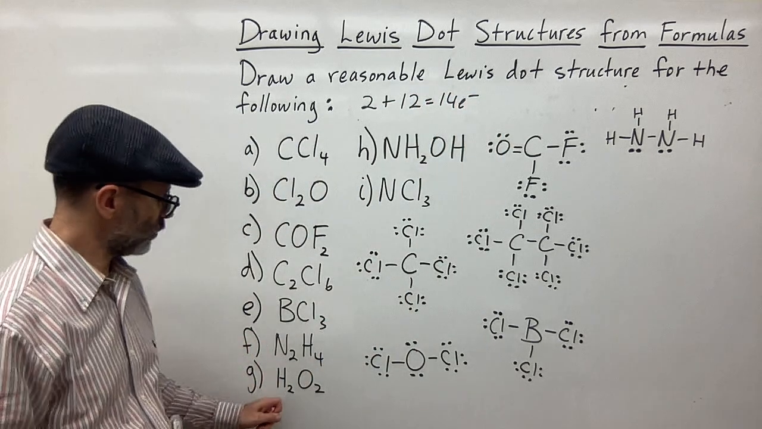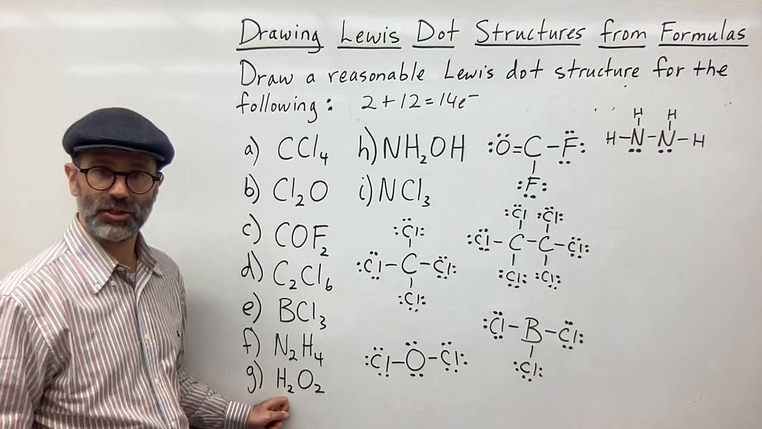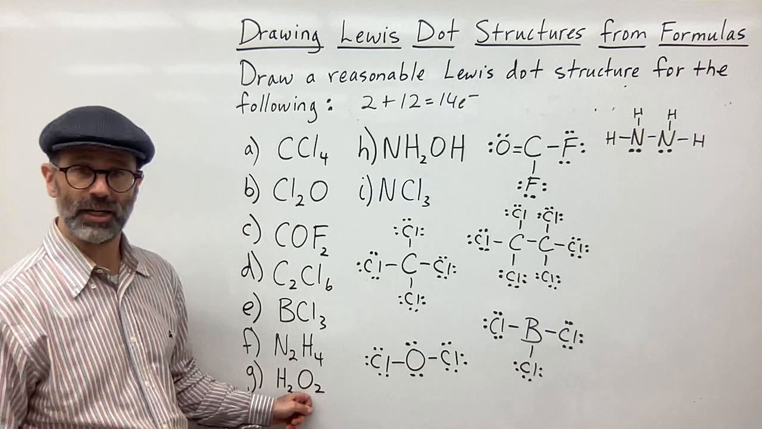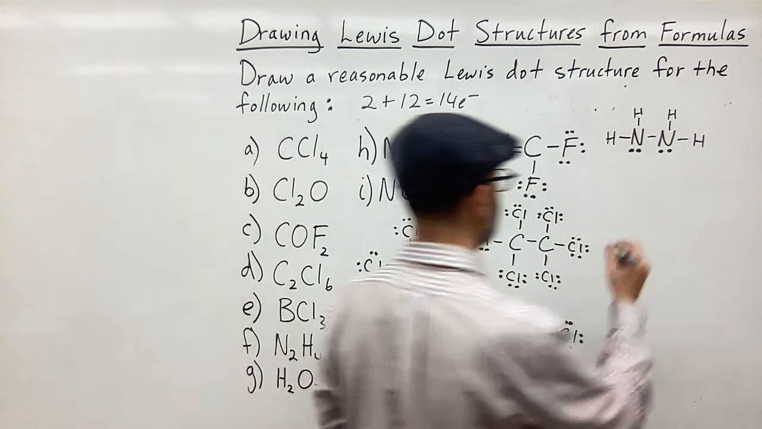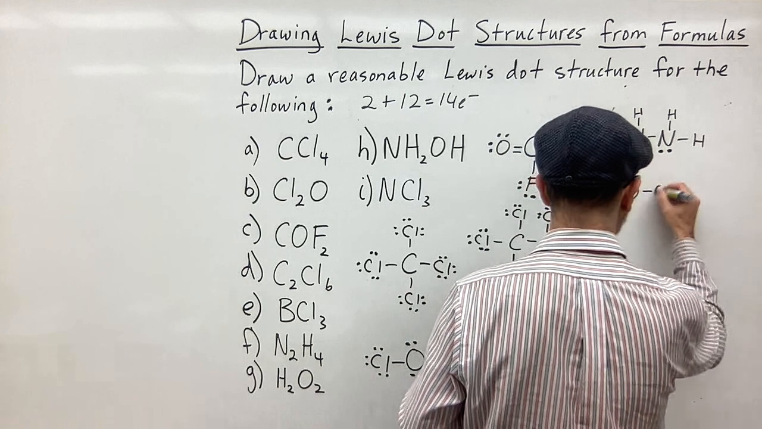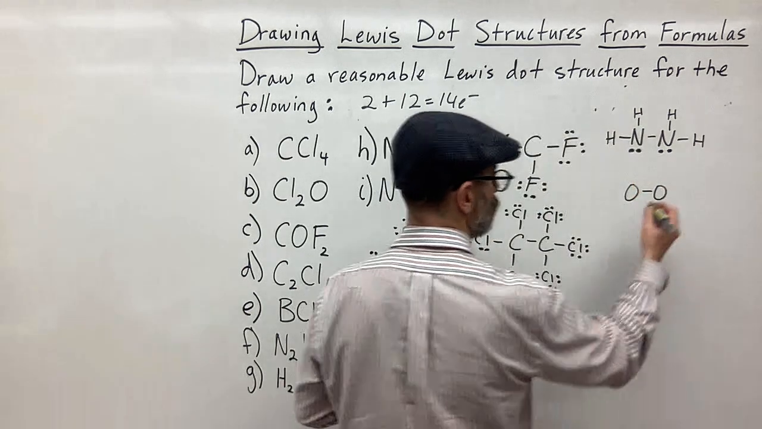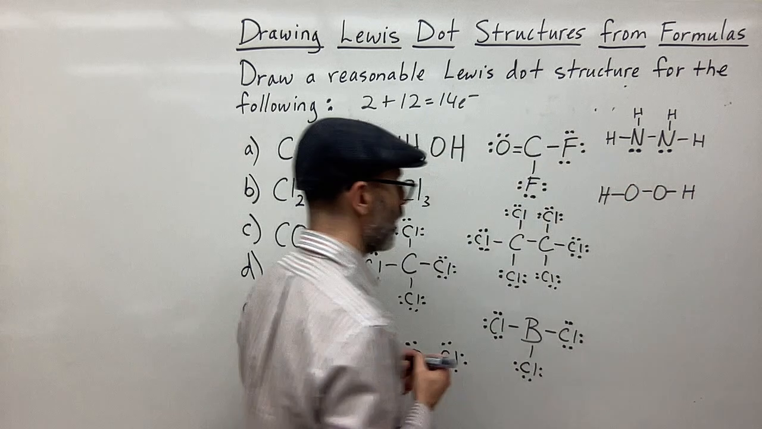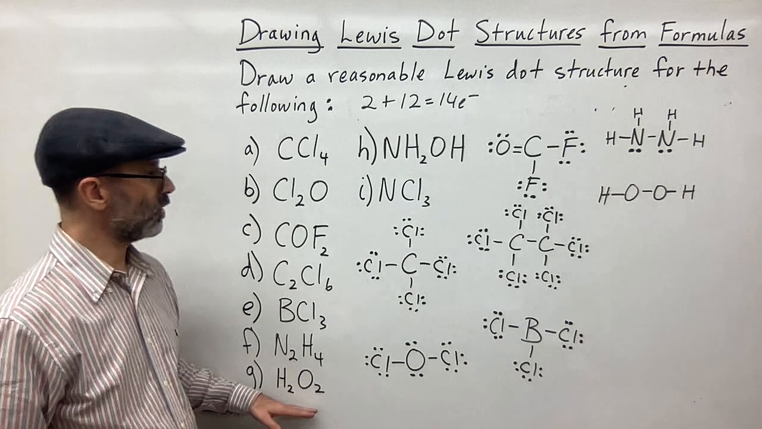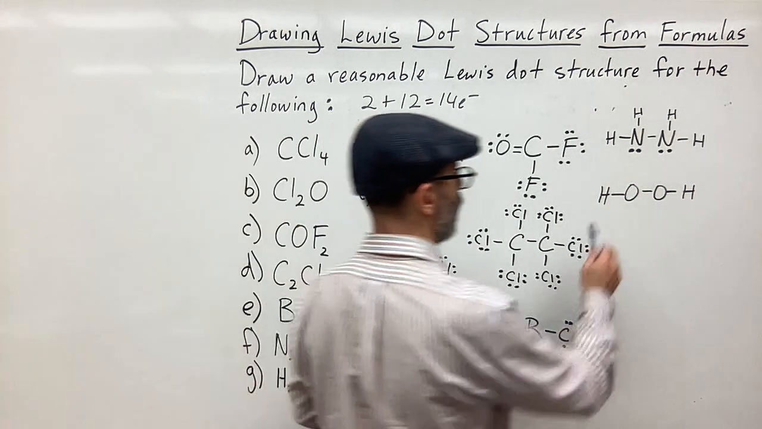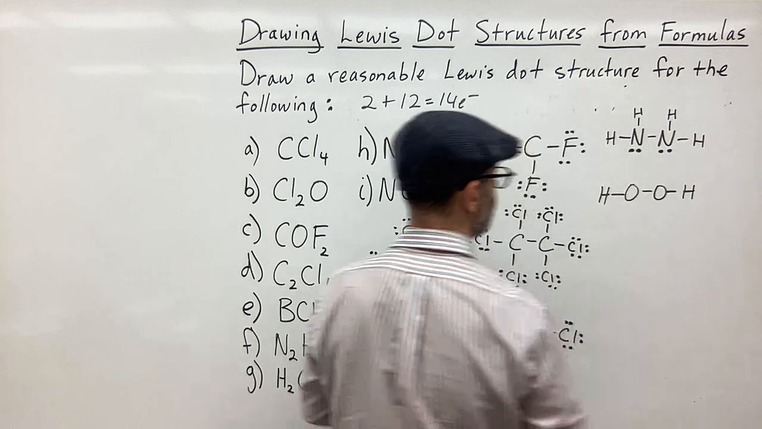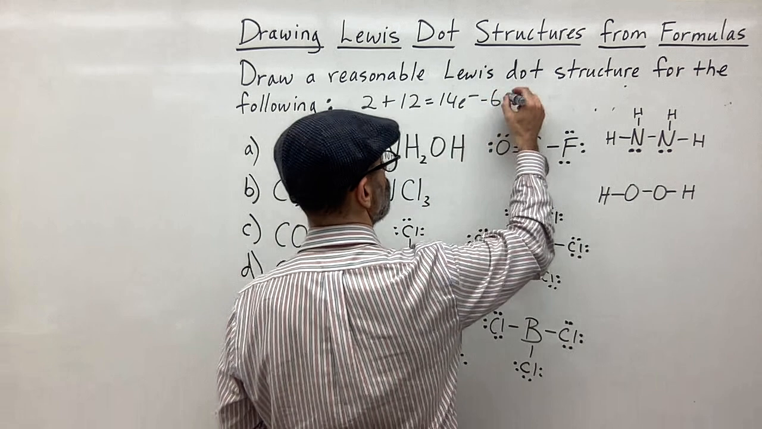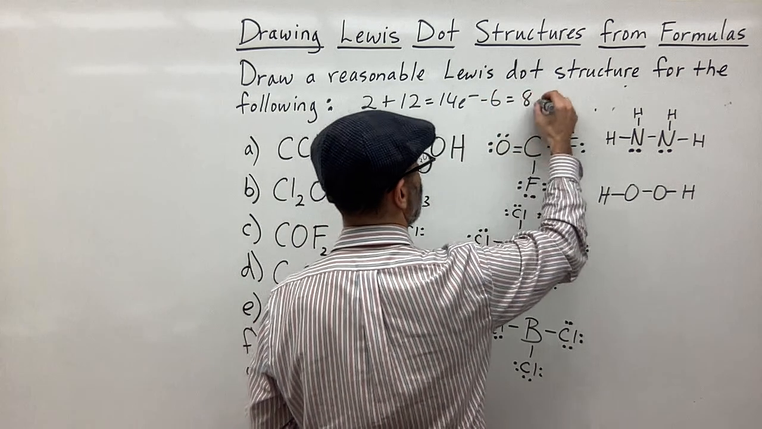Our skeletal structure, again, hydrogen's not going to be a central atom, so it's oxygen. We have 2 oxygens, so they're bonded together. So we'll have 2 electrons and 2 hydrogens. We're going to do symmetry. So 1 hydrogen on each oxygen. So that's our skeletal structure. We're going to subtract out 2, 4, 6 electrons. So we subtract that out and we got 8 electrons left.